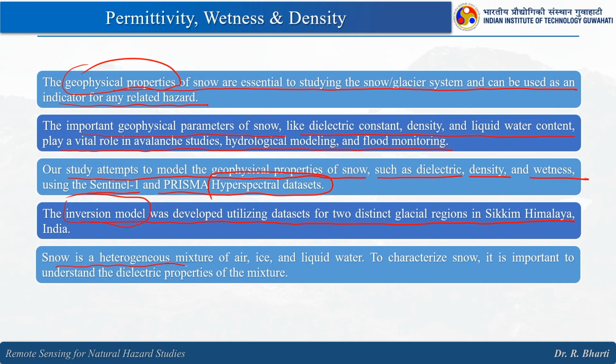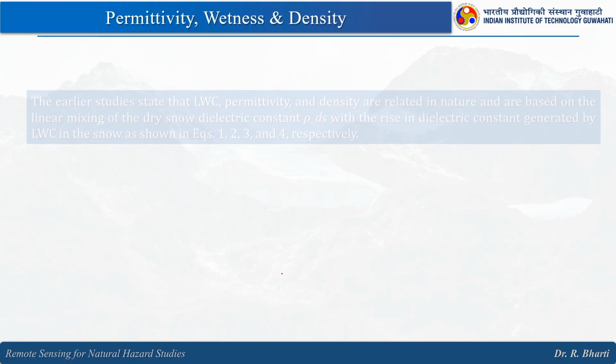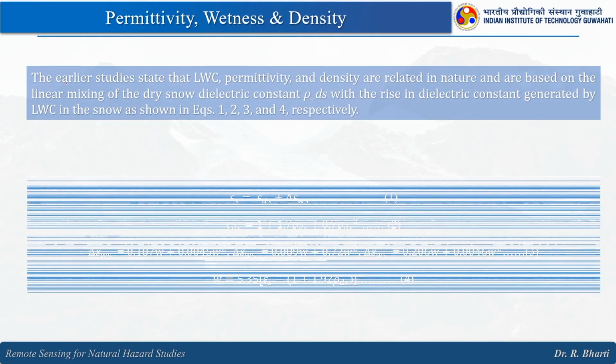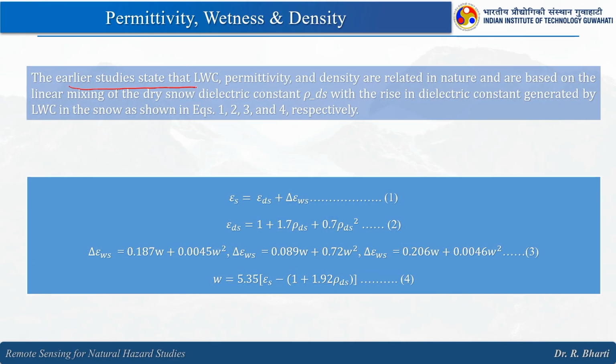Snow is a heterogeneous mixture of air, ice and liquid water. To characterize snow, it is important to understand the dielectric properties of the mixture. So, in the snowpack, the earlier studies state that liquid water content, permittivity and density are related in nature and are based on the linear mixture of the dry snow dielectric constant, right.